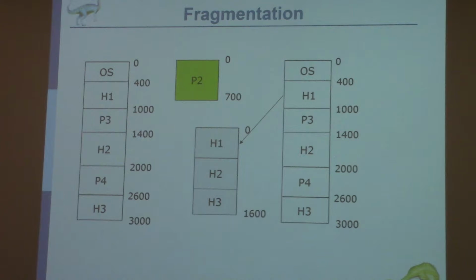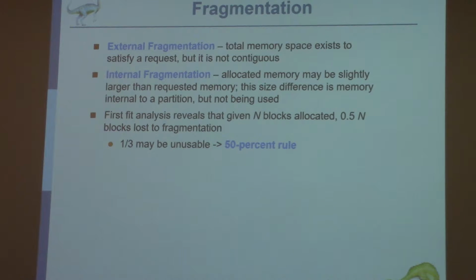So it depends. However, the main problem of contiguous allocation is, for example, P2 needs 700 bytes in the memory. It's a 700-byte process. But is there any feasible space? No. So this is called fragmentation. Because of the fragmentation, even though we have enough total free space, we cannot allocate. So that is the fragmentation.